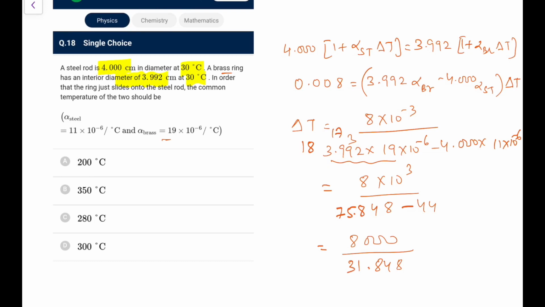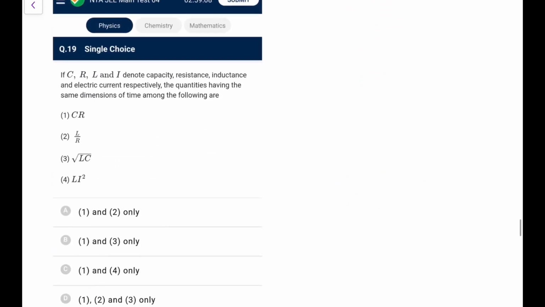So what we'll have, roughly, if you take it as 32 only, just do the approximation, options are very far away. By 32, 2s are 64, you are left with 16, 160 is 5, so it is 250 degree, that is the rise. So initial is 30, so final temperature would be 250 plus 30, that is 280 degrees Celsius that you can go for. So again, a calculation test of yours.